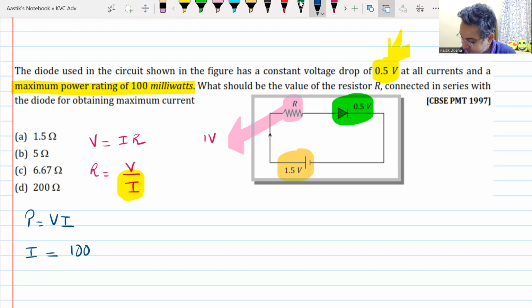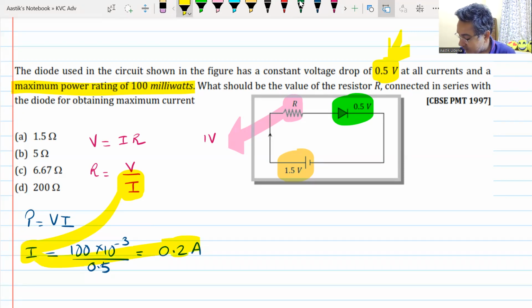Power is 100 milliwatts, 10 raised to the power minus 3, divided by 0.5. That would give me the current. The current that I will get would be 0.2 amperes. I put the value of current from here into this equation. I will get the value of resistance, my dear friends, as 1 divided by 0.2, and the answer in that case would come as 5 ohms.